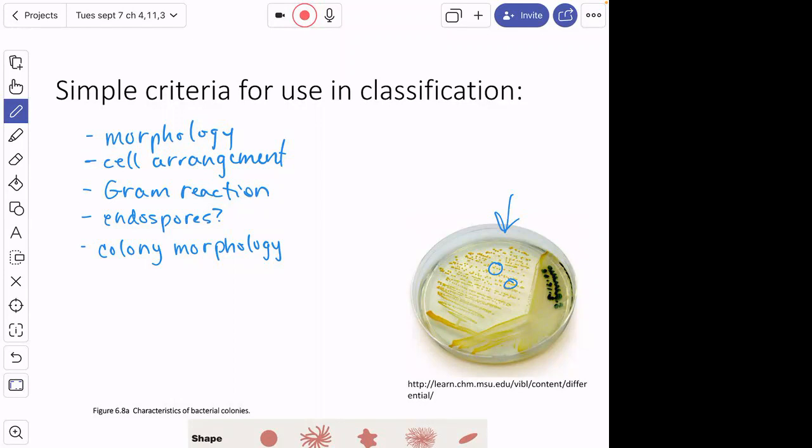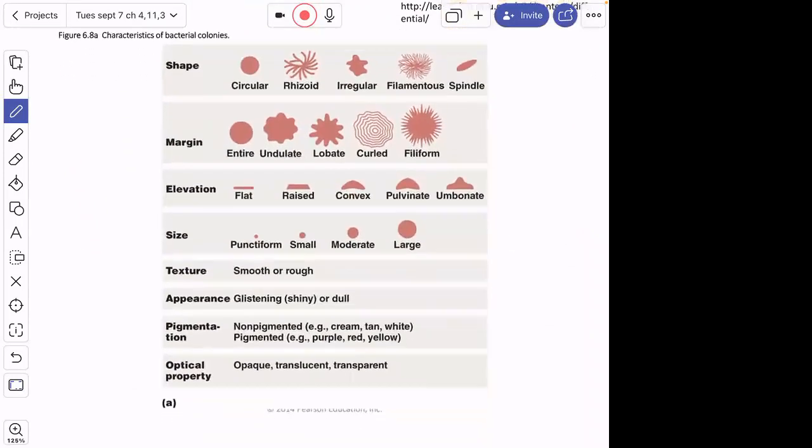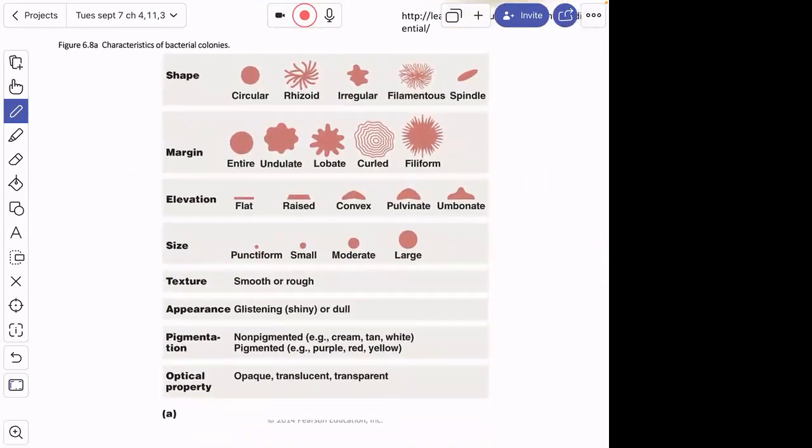If you are in lab, you will get a little bit more practiced at looking at colonies. I didn't post this picture or this graphic because I don't want you to memorize all these words. I just want to show the fact that there's a lot of different ways that we can describe those colonies. And one organism tends to always make colonies that look the same.